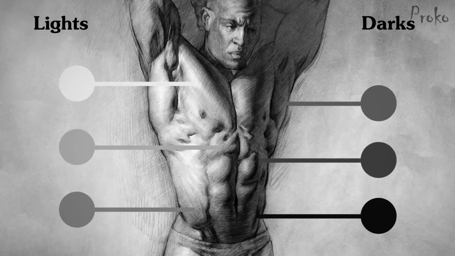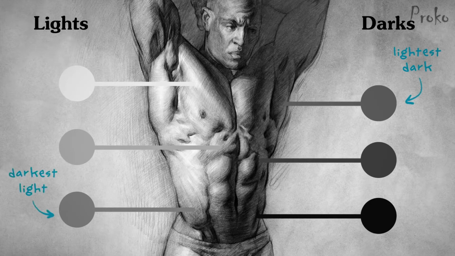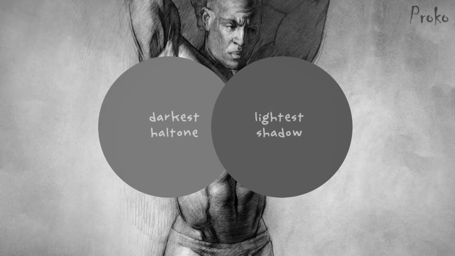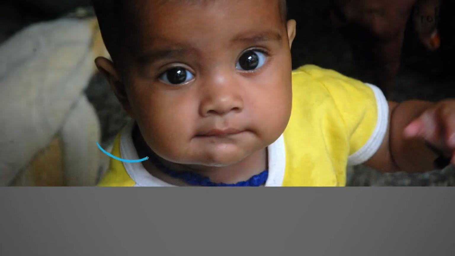That brings us back to the rule. The lightest dark is darker than the darkest light. Let me rephrase that a little. The lightest shadow is darker than the darkest halftone. Make a little more sense? You'd think that this reflected light under the jaw is lighter than this halftone on the side of the cheek, right? Well, wrong. I'll prove it.